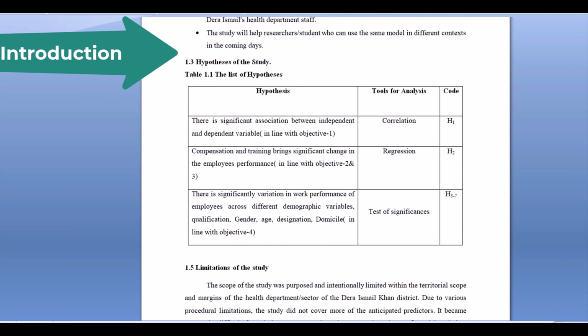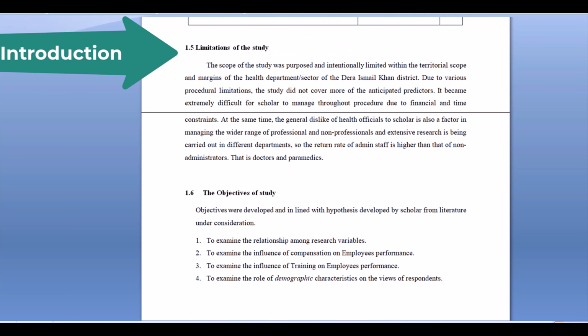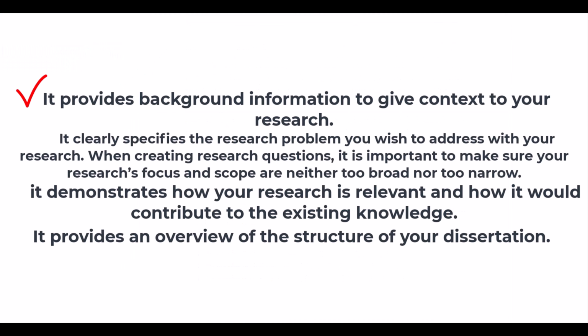A good dissertation introduction section incorporates the following information. 1. It provides background information to give context to your research. 2. It clearly specifies the research problem you wish to address with your research. When creating research questions, it is important to make sure your research's focus and scope are neither too broad nor too narrow. 3. It demonstrates how your research is relevant and how it would contribute to the existing knowledge.